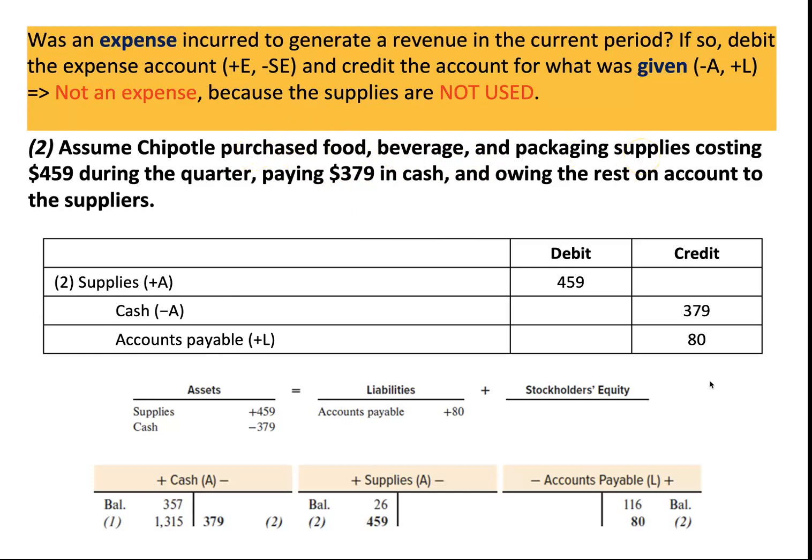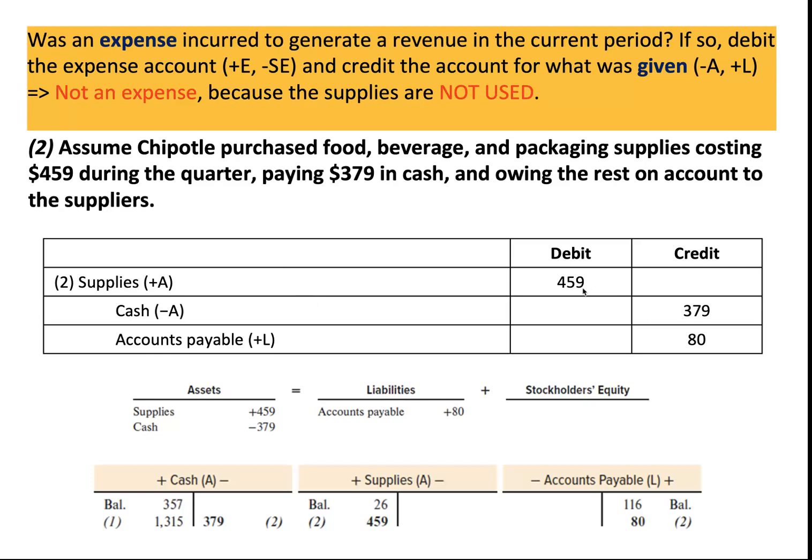And what is the nature of the supplies? Supplies are assets because, one, it's an economic resource. Two, the company owns or controls it. Three, it provides future benefits. In the future, you can sell it, so it provides future benefit. Four, it's measurable. So supplies are assets. We need to increase assets with a debit, so we would debit supplies for $459.